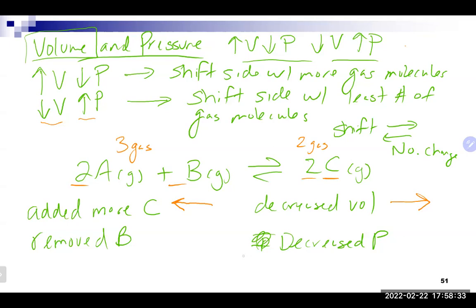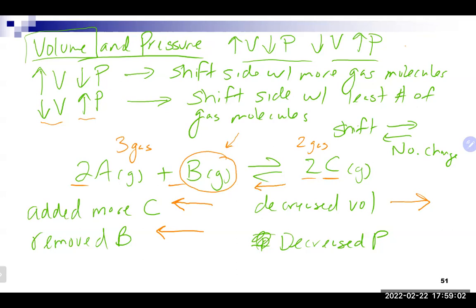If we remove B, yeah, B is on the left-hand side of our equation. When we remove, it goes towards the side we removed it from. And again, it's going to go to the left-hand side. The idea here is we're making the reactants deficient. We have a lot more product at that point. That's going to initiate the reverse reaction in that particular case.